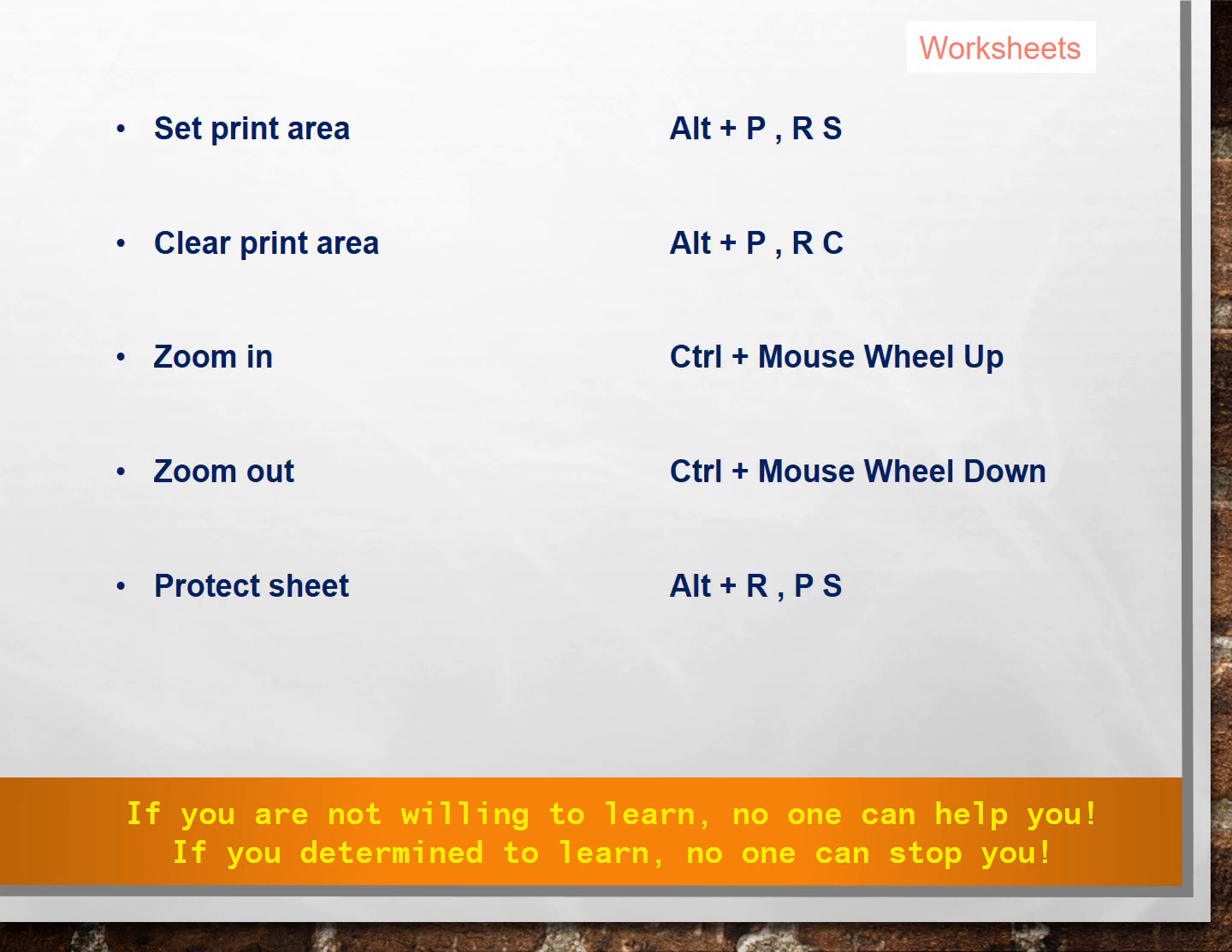To set the print area, use Alt plus P, R, S. To clear the print area, use Alt plus P, R, C. To zoom in, use Control plus mouse wheel up. To zoom out, use Control plus mouse wheel down. To protect the sheet, use Alt plus R, P, S.